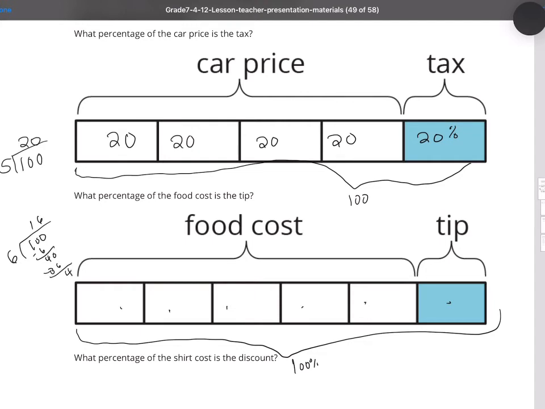6 could go into 40. Well, oh, they ran out of zeros. So what's going to keep happening is that 6 is going to keep repeating. So we could leave it as repeating, or we could say about 6.7% for the food cost. Okay.